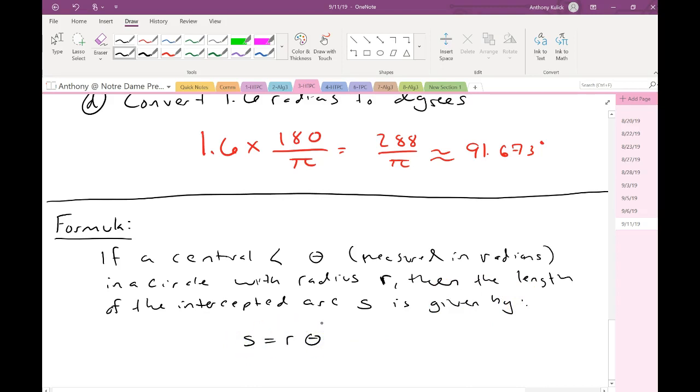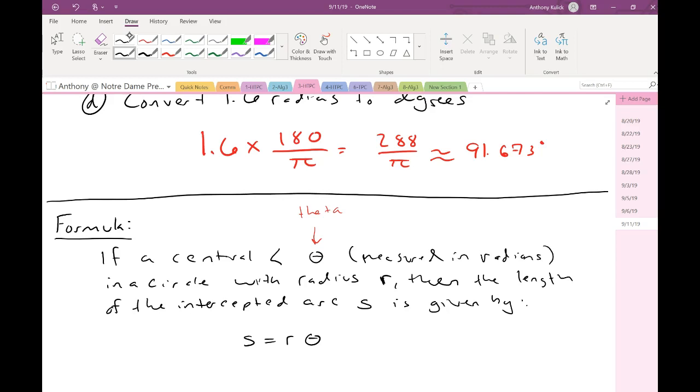So if a central angle that we're going to call theta, so this symbol here is the Greek letter theta. As an aside, oftentimes in trigonometry, we use the Greek letters to represent angle measures, and the standard A through Z letters to represent lengths. That's a common paradigm to use.